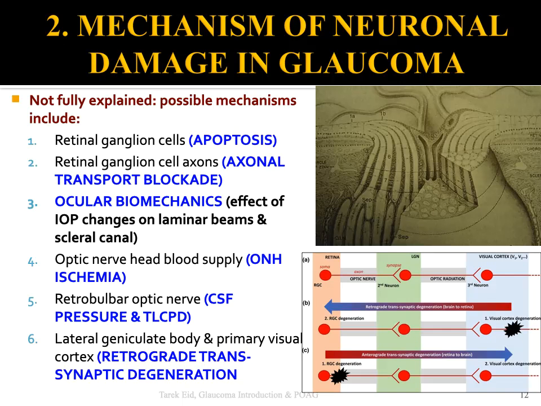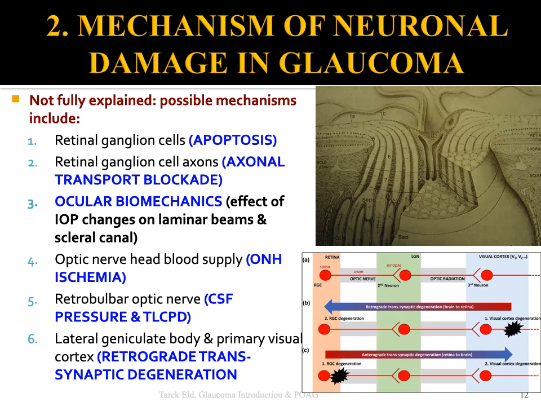The other pathophysiology in glaucoma is the mechanism of neuronal damage, because we know glaucoma is an optic neuropathy. So what causes the ganglion cell axons and the nerve fibers in the optic nerve head to die? There are many possible mechanisms. Not one mechanism can explain all the damage.